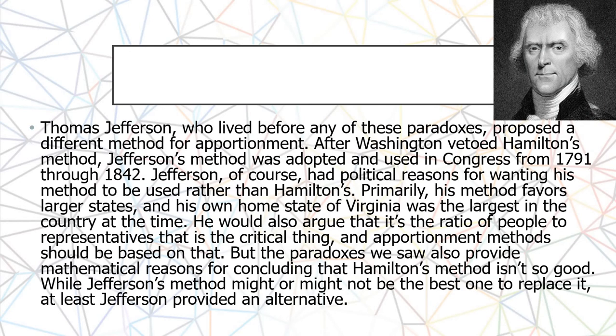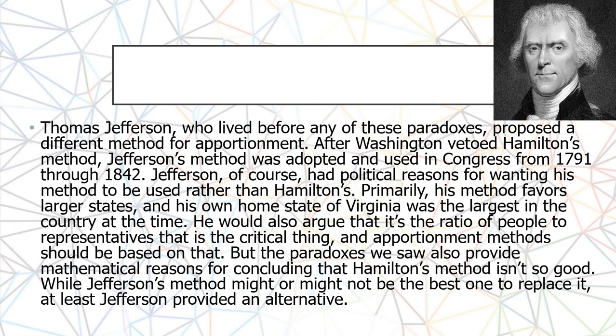So this man is Thomas Jefferson. If you are into politics and social studies, then you would know this person. He's one of the former presidents of the United States, one of the politicians, and during his time, he himself experienced the confusions and the clamor of the other states. So he proposed a different method for apportionment.